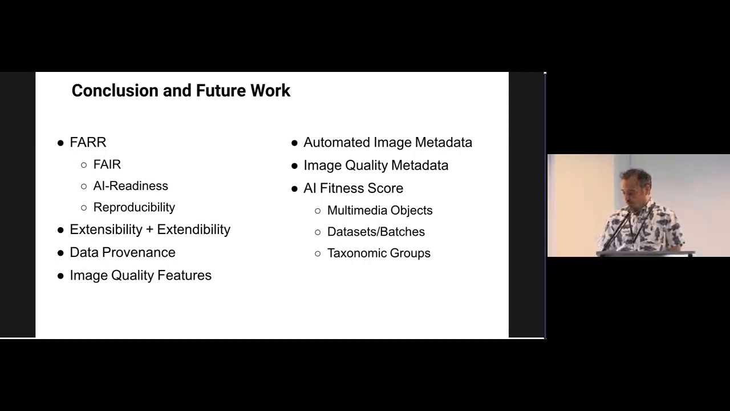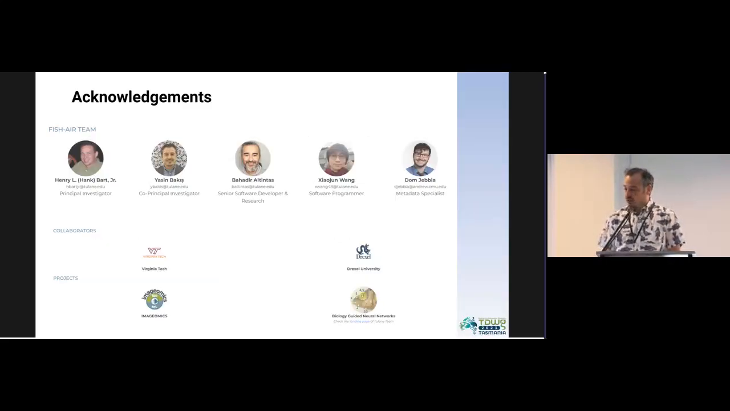So this is all I want to talk about. This is the group that we have been working with. We are the Tulane University Biodiversity Research Institute, and we have been working together with the Virginia Tech and Drexel University teams. And those are the results within the Imageomics and BGNM projects.